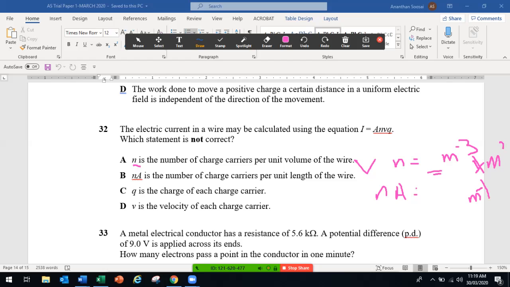So the number of Q carriers is charge per unit length. Q is the charge of each charge carrier, correct? C. Yeah. D, could be D.